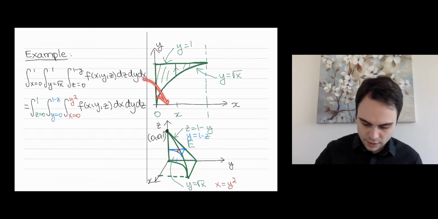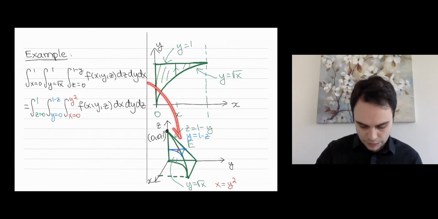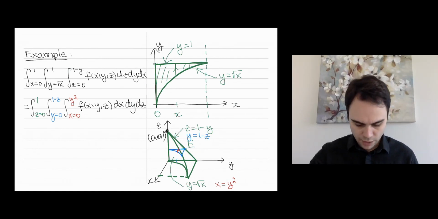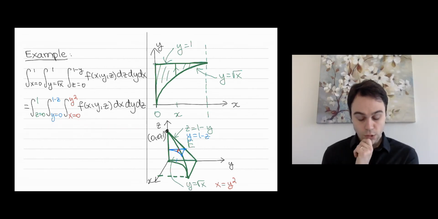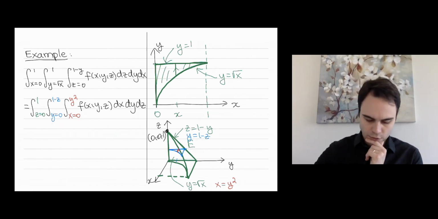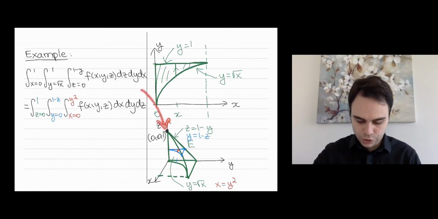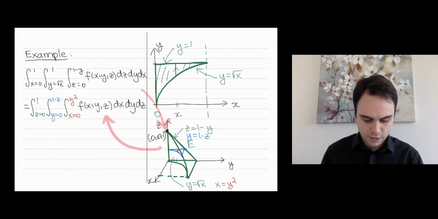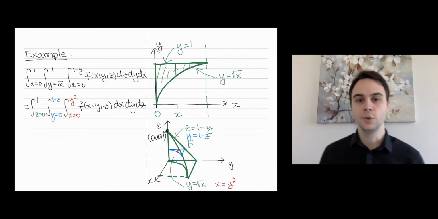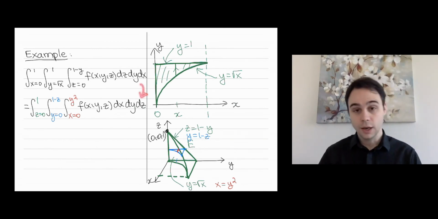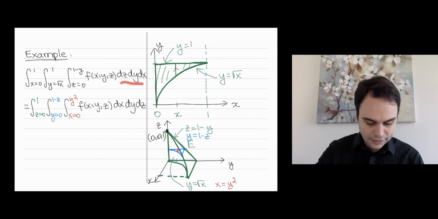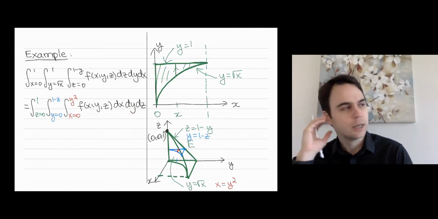So there is no shortcut. You have to start with the integral in the given order, build the region out of the bounds, and from those bounds you draw the picture, and then from the picture you derive the new bounds in the new order. So I strongly discourage you from going from one order directly to the other without thinking about the geometry.